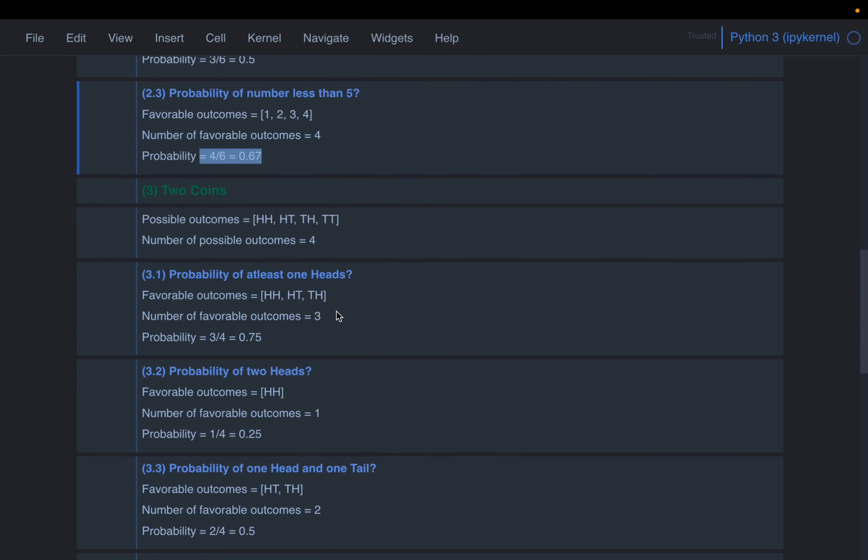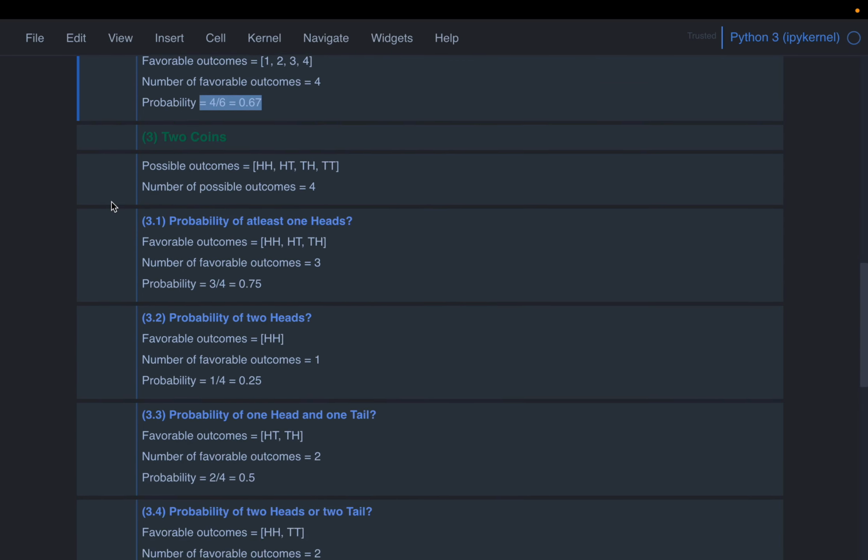Now let's step up the game. So we have 2 coins this time. We are flipping the 2 coins simultaneously. Now the possible outcomes: we can have both coins heads, heads and heads, right? The first coin is heads, the second coin is heads. Or the first coin heads and the second coin tails. Or the third possibility is the first coin is tails and the second coin heads, and finally the fourth one, tails and tails. So these are all the 4 possibilities.